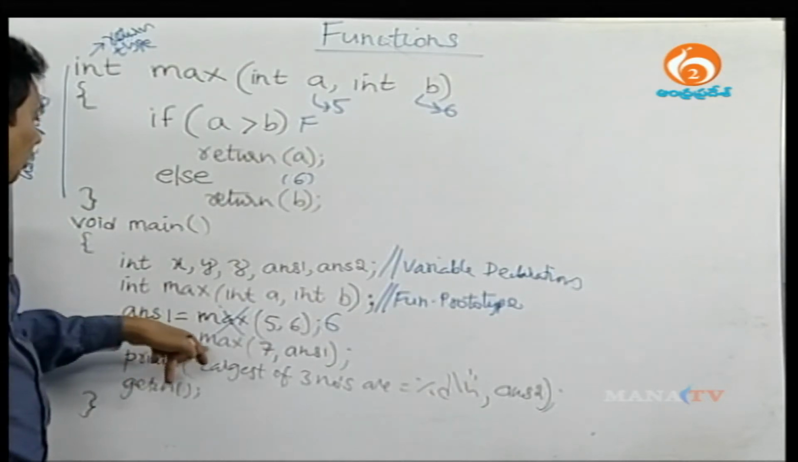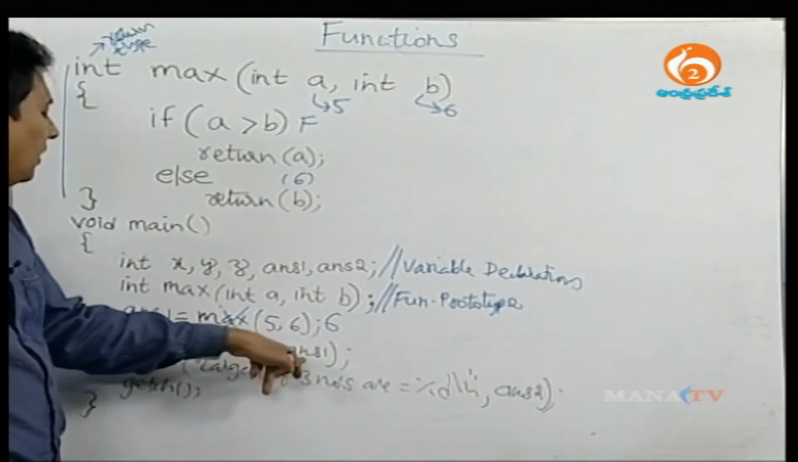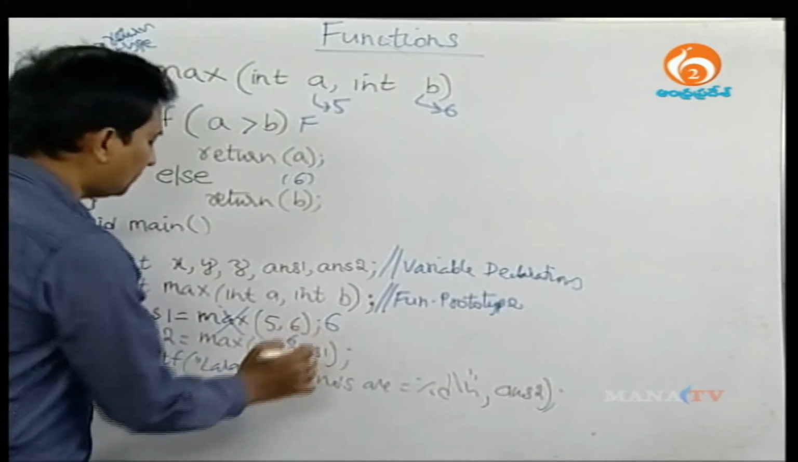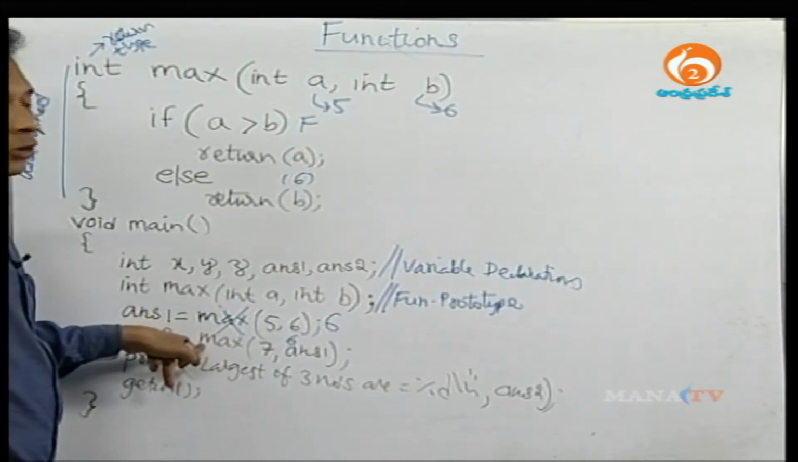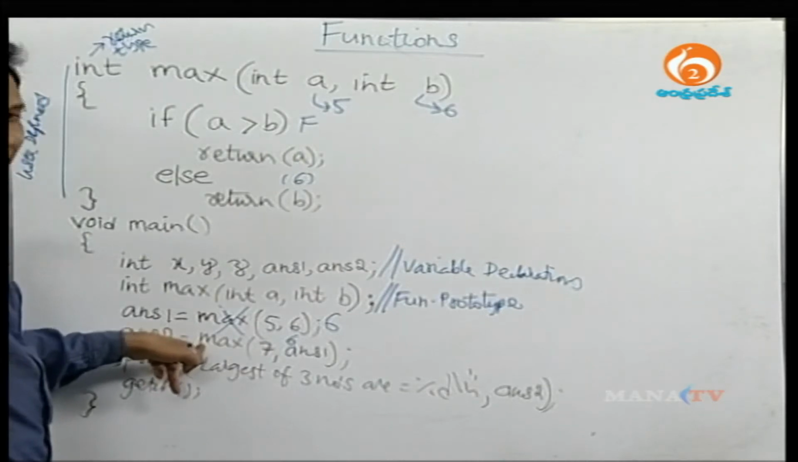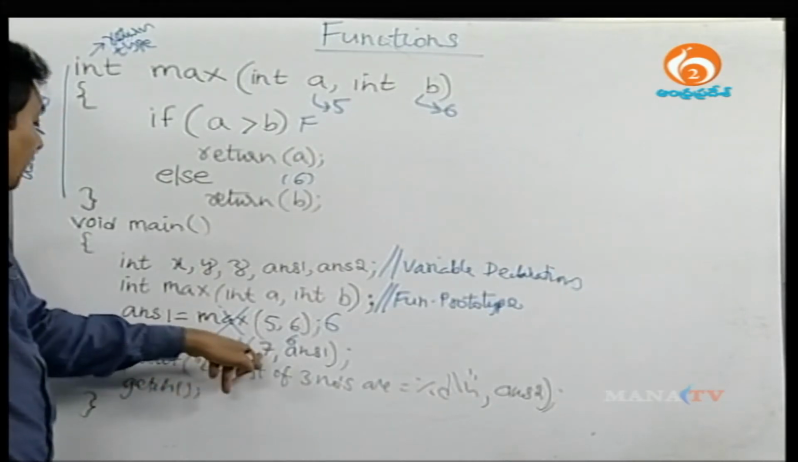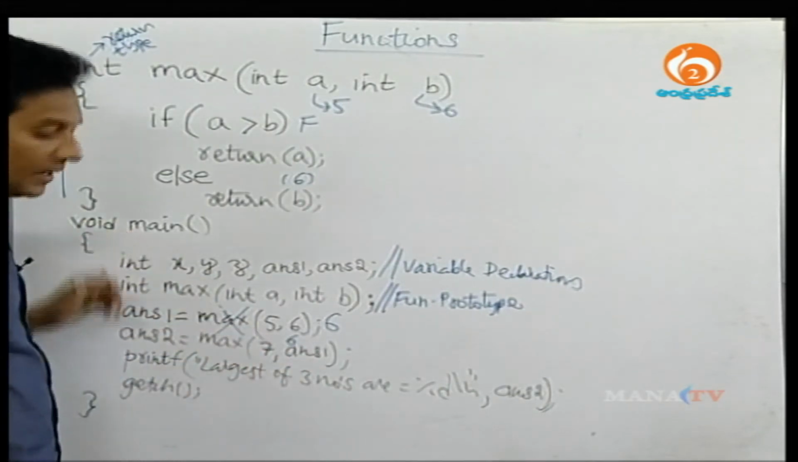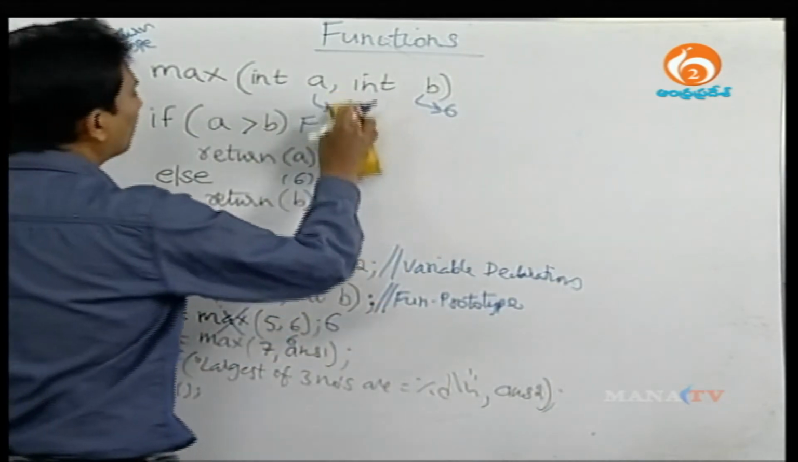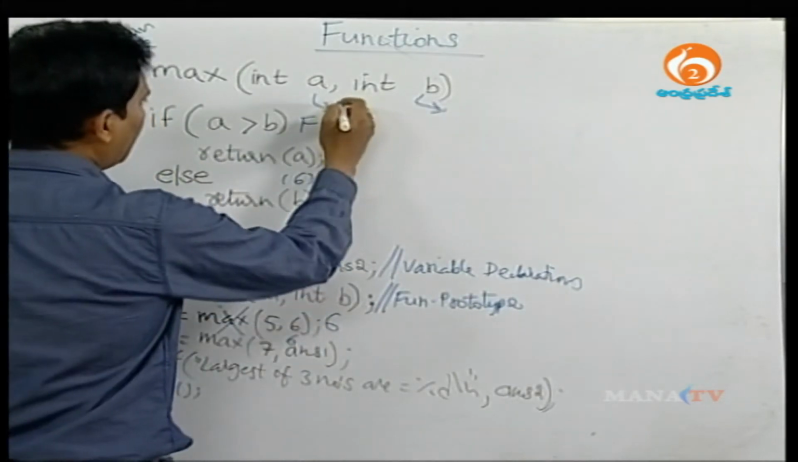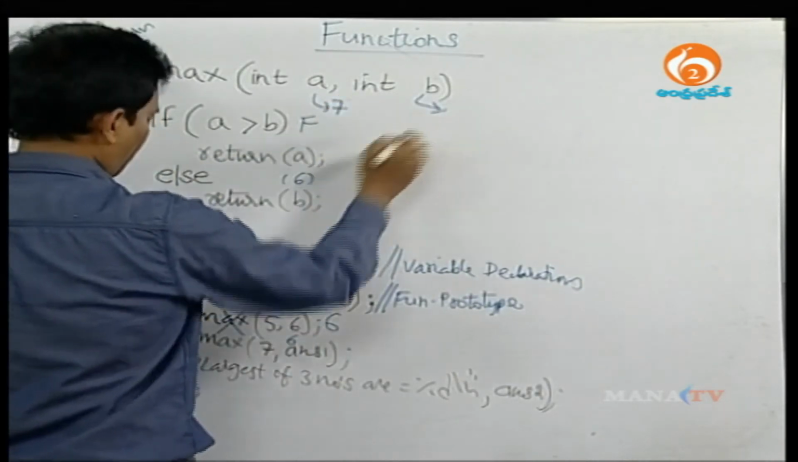Answer 2 equal to max of 7 comma answer 1. Here answer 1 means what? 6. Again we are calling the max function. So here 7 comma answer 1 means 7 comma 6, and these are again copied to the user defined function. Here 7 is a and this is 6.